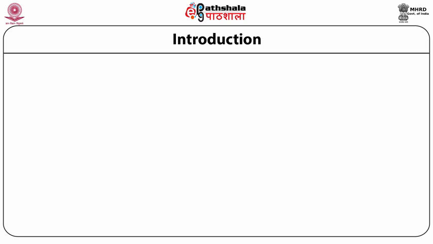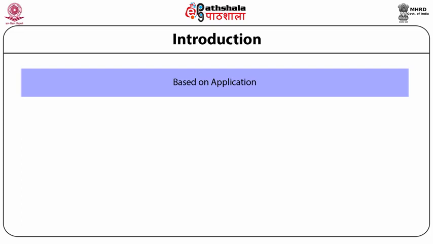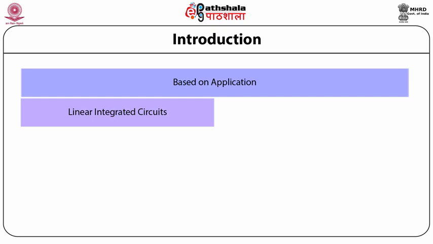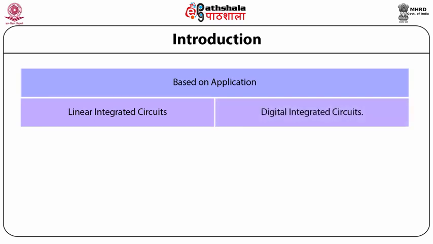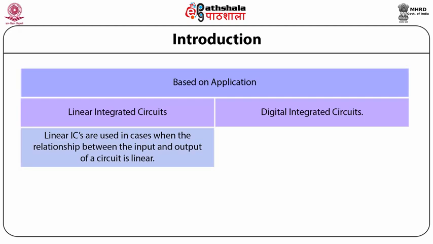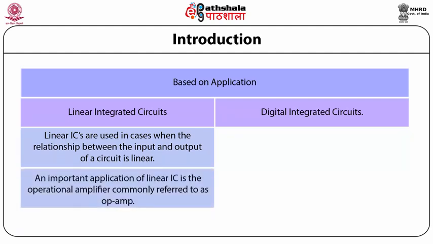Let us now discuss the other classification of ICs based on their application. They are classified as linear integrated circuits and digital integrated circuits. Linear ICs are used when the relationship between the input and the output of a circuit is linear. An important application of linear IC is the operational amplifier, commonly referred to as op-amp.